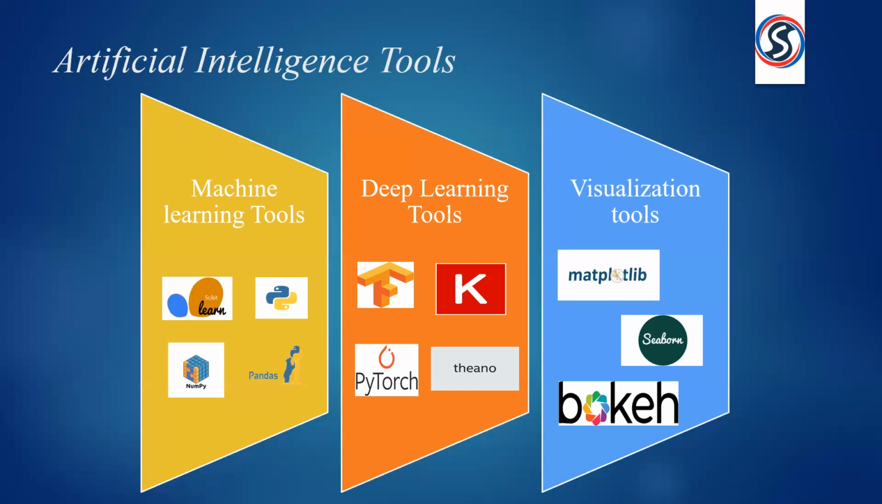Then we have some deep learning tools. In deep learning tools, we have TensorFlow, PyTorch, Theano, and Keras. And we have visualization tools like Matplotlib, then Seaborn, then Bokeh. So these are the artificial intelligence tools that we have.